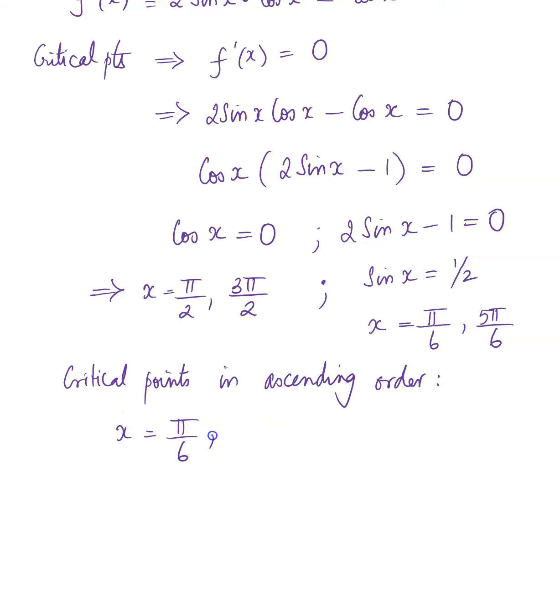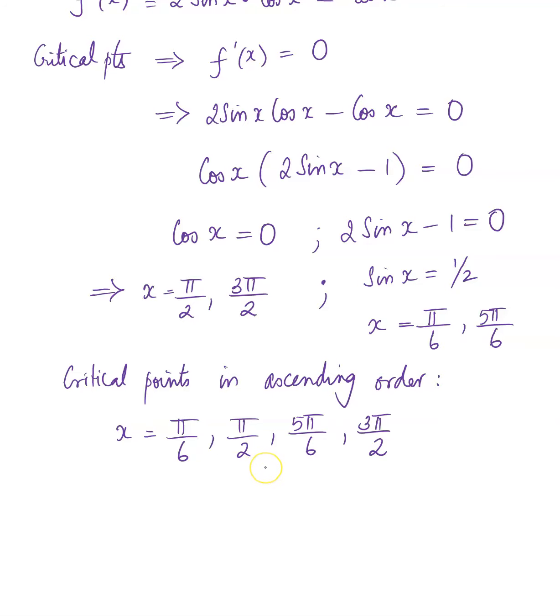Pi over 6, pi over 2, 5 pi over 6. And what was the other one? 3 pi over 2. Yeah, we got that. And the end points of your interval will be 0 and 2 pi. So we got that. So the leftmost end will be 0. The rightmost end will be 2 pi because all this must be within 0 to 2 pi.